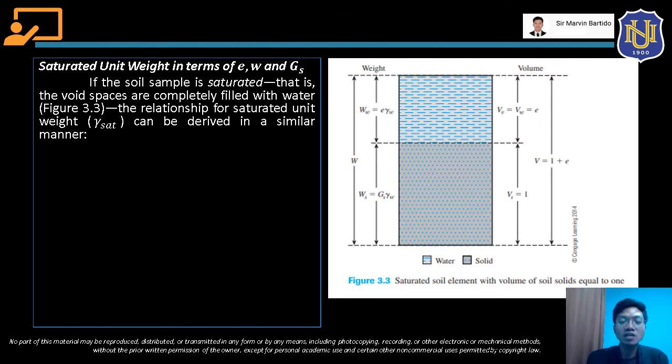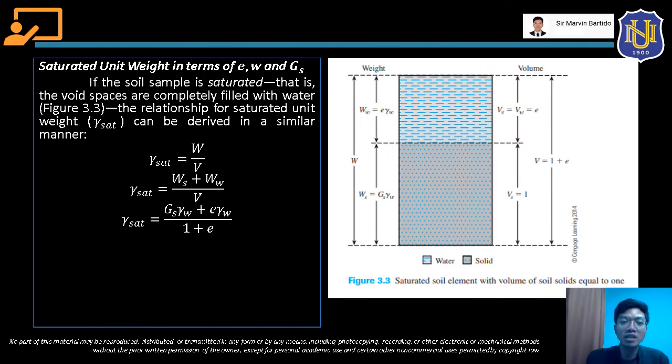Okay, so class, for gamma sat, or saturated unit weight, yan ay equal din sa weight over volume. Wherein yung weight natin dito class is weight nung soil solid plus weight nung water. And then yung volume natin dito is total volume, wherein dito sa volume class, wala na yung volume nung air. However, yung total volume natin class, pwede natin 'yan isulat as 1 plus E.